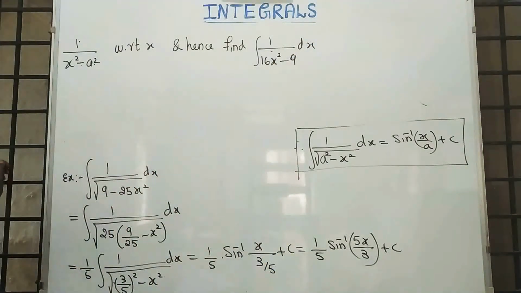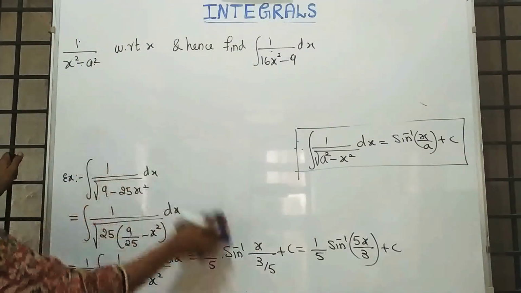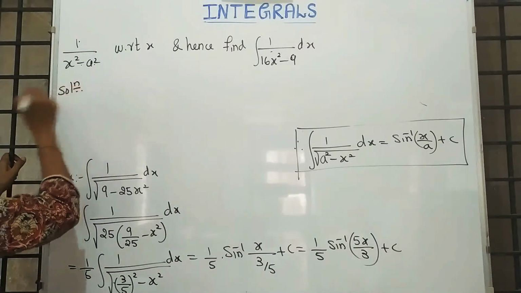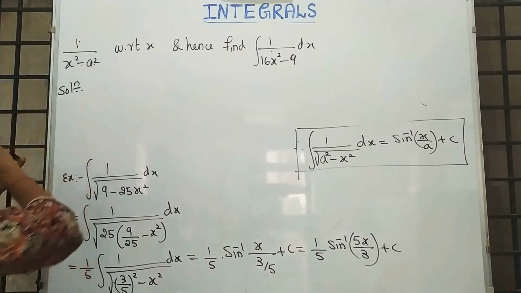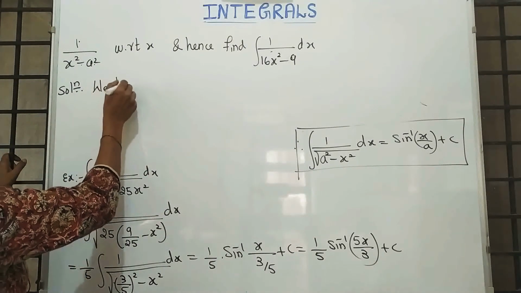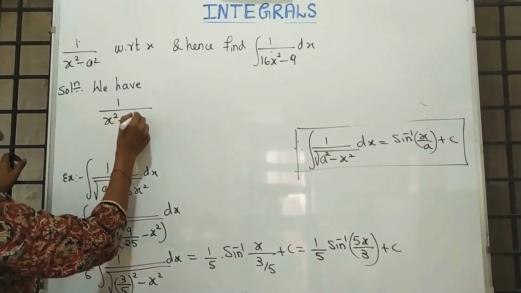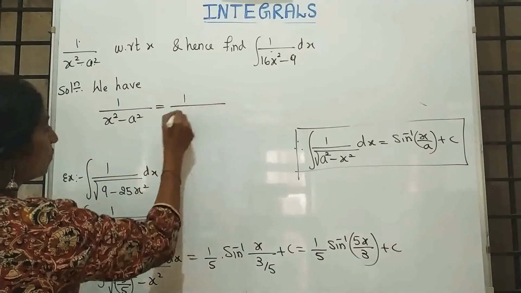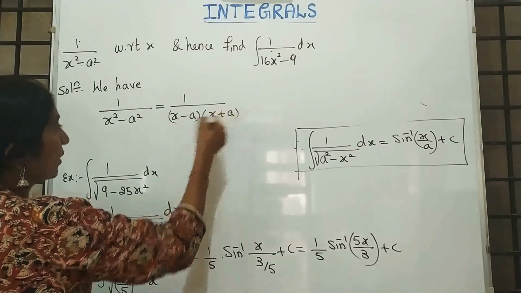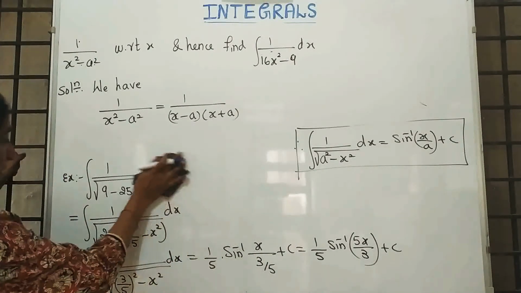The second one they will ask like this. Here, 1 upon x square minus a square is in the form of a square minus b square. We have 1 upon x square minus a square is equal to 1 upon x minus a into x plus a. Now I will give you one hint.